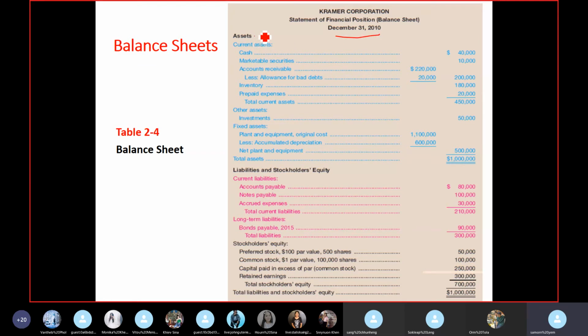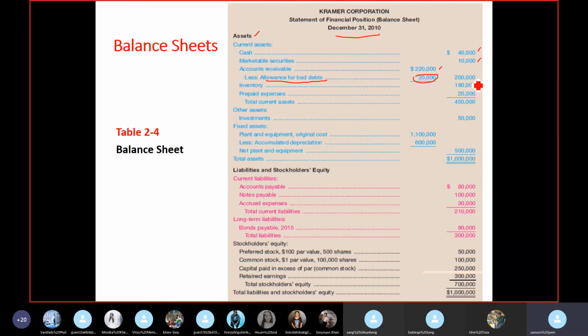The first is the asset, and then the current asset. The current asset includes cash. Cash is line one of the current asset, at 40,000, and marketable security is 10,000. Account receivable is 220,000, less allowance for bad debt. You know what the allowance for bad debt is? Why is it subtracted? The allowance for bad debt is 20,000.